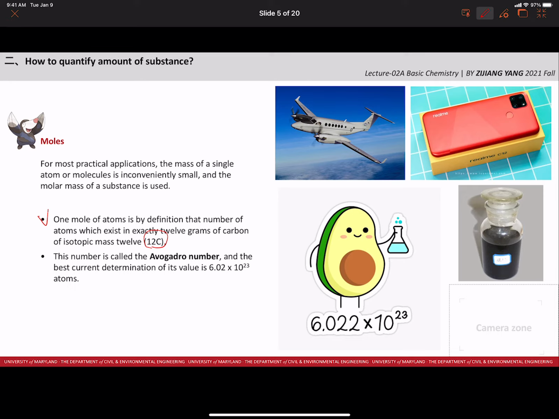Actually, when I was searching for C12, I got these two results. I think this is a fighter aircraft, and this is a smartphone. And finally, I got this one. So this is C12, which is dark. And the number is called the Avogadro number. And so this is cute.